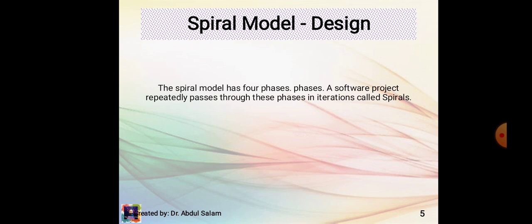Spiral model design. The spiral model has four phases. A software project repeatedly passes through these phases in iterations called spirals.